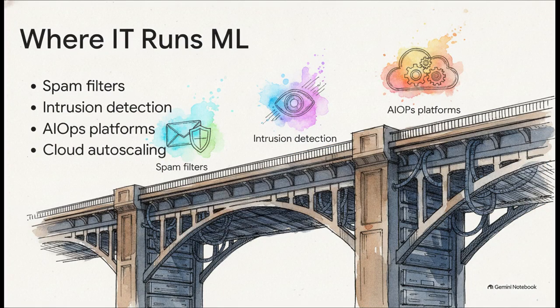And honestly, you might not even realize it, but we are already running ML under the hood all over the place. Think about spam filters, intrusion detection, AI ops platforms, and cloud autoscaling. It's already deeply embedded in our day-to-day. But, and here's a huge reality check from our source text, these ML models are completely useless without us. Without IT professionals acting as the deployment, infrastructure, and reliability layer, it just doesn't work. We are literally the bridge that makes this technology viable.